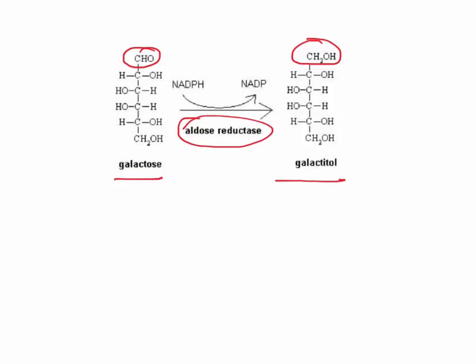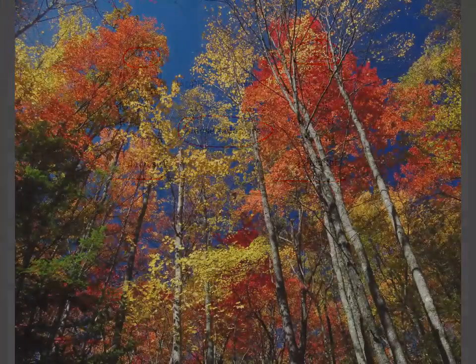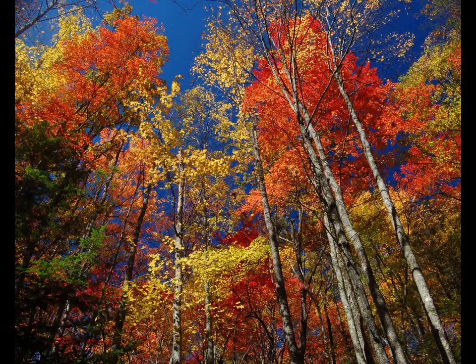Galactitol is less soluble than galactose, and it can precipitate from solution and cause tissue damage. This also causes water to diffuse back into the lens of the eye. This together leads to clouding of the lens or cataract formation. Okay, so that completes our video on galactose and fructose metabolism.